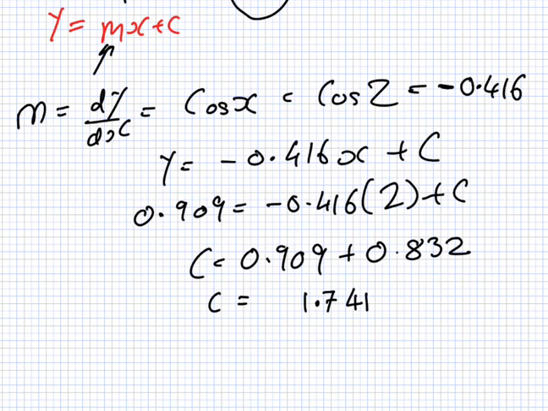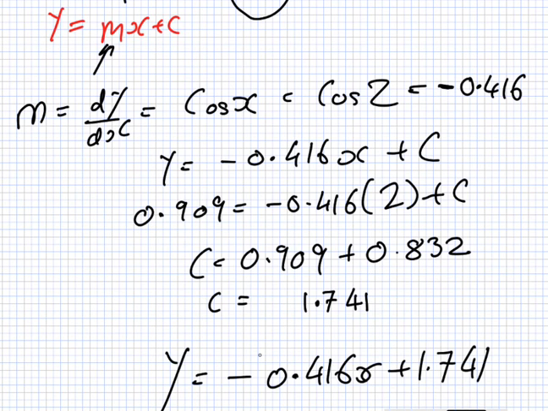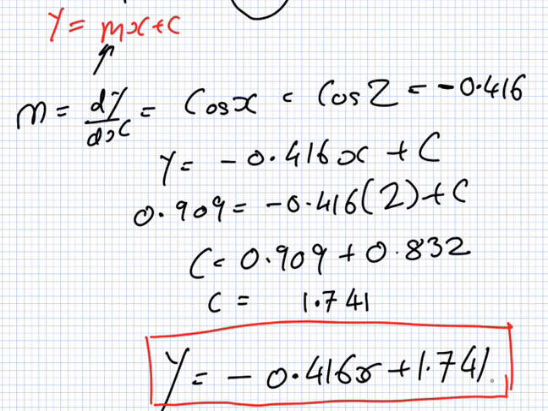So we have our answer, y equals minus 0.416x plus 1.741. Okay, so that's an example with a tangent. And so let's have a look at an example with a normal.